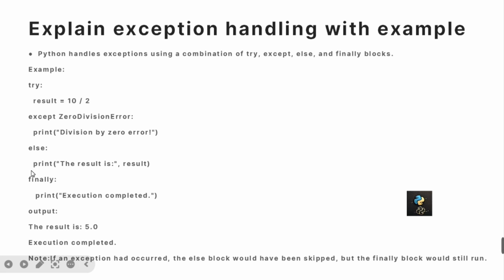So in the output you can see whatever code is there in the else block is going to execute, and the finally block is going to execute, because the finally block is going to execute regardless of whether an exception occurs or not.